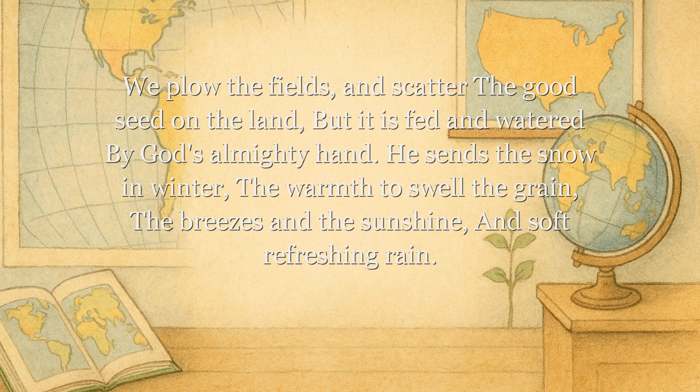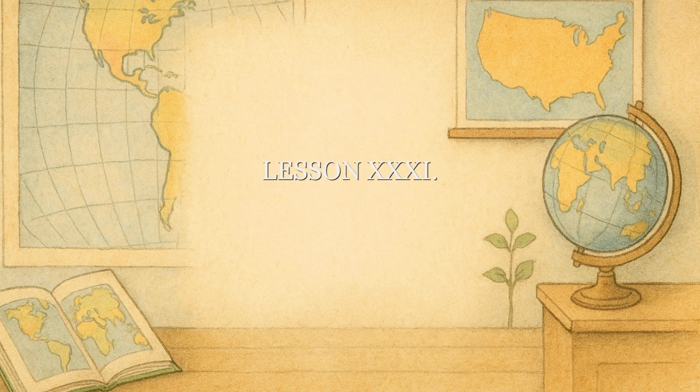We plow the fields and scatter the good seed on the land, but it is fed and watered by God's almighty hand. He sends the snow in winter, the warmth to swell the grain, the breezes and the sunshine, and soft, refreshing rain. Lesson 31.